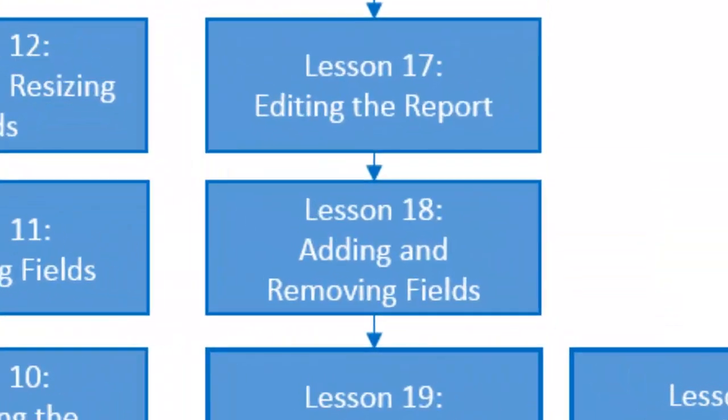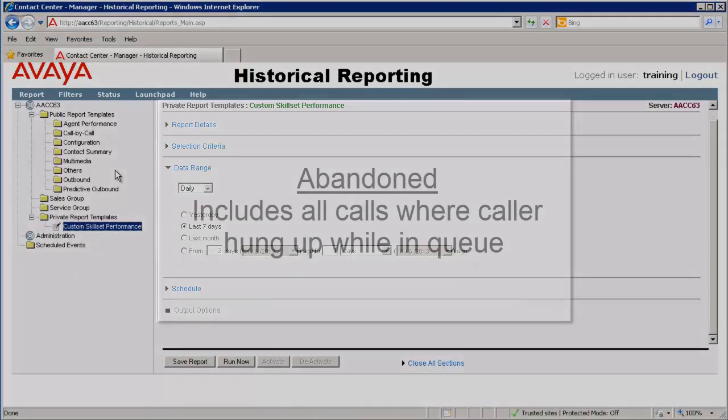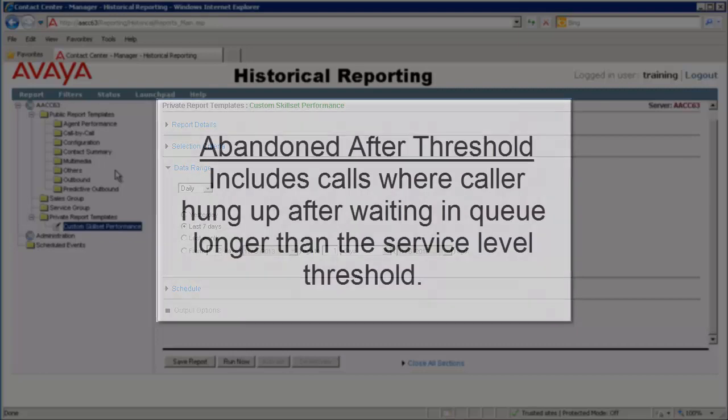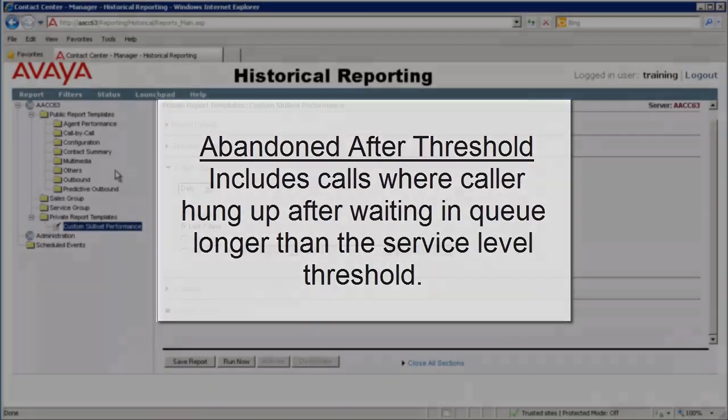In this lesson, we'll cover how to add or remove fields from your report. Our report shows the number of calls abandoned, but what if you want to also see the number of calls abandoned after the caller has waited in queue for longer than the service level threshold? There is a statistic called skill set abandoned after threshold that we can add to our report.